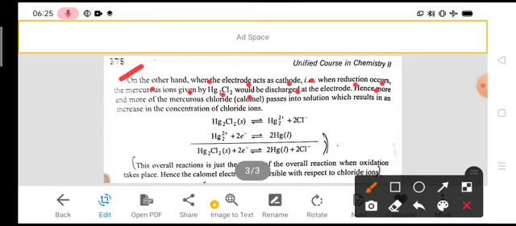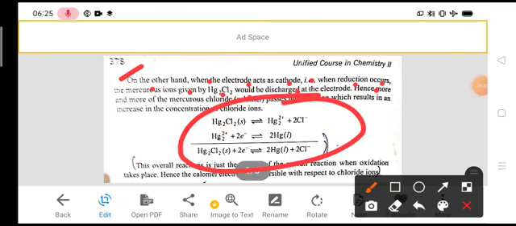So these are the equations which represent the reduction process at the calomel electrode. First of all, the solid mercurous chloride contains mercurous ions. These mercurous ions involve the gain of electrons to form mercury metal, which is discharged at the electrode.